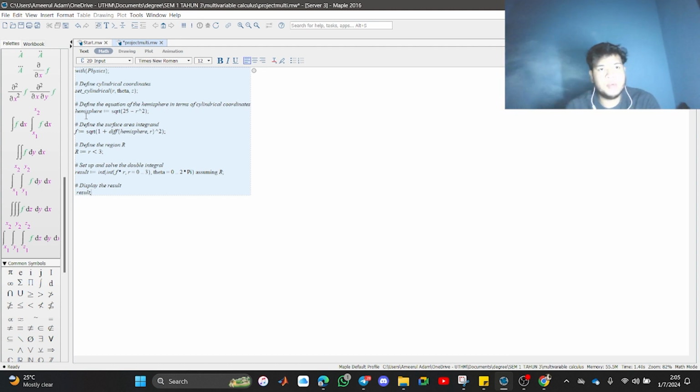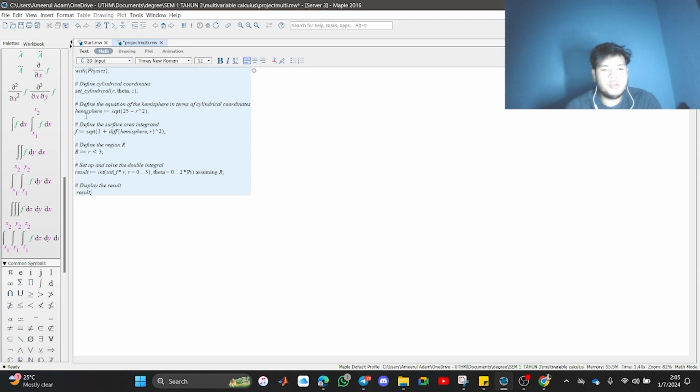The next one, we define the surface area integrand. The integrand is square root of 1 plus the derivative of the hemisphere with respect to r to the power of 2. R is determined as x plus y in brackets. So define the region of R. The next step: R must be less than 3.